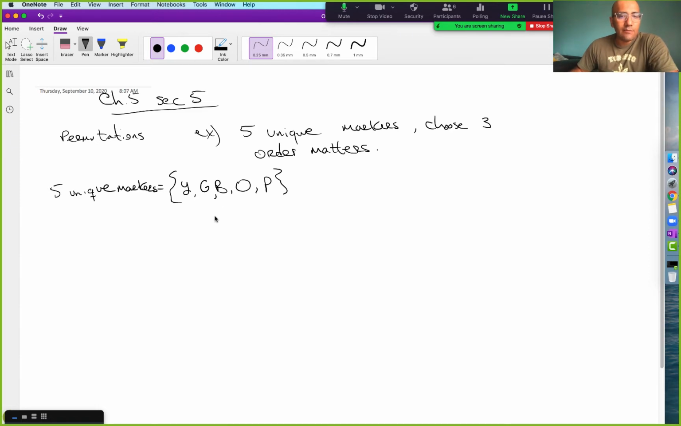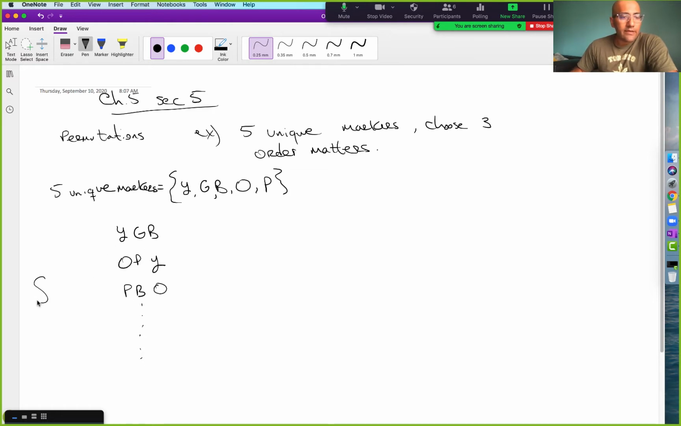Okay, and then I was choosing 3 of them. So like maybe, for example, I would choose the green, the yellow, and then the blue. That could be one choice. Or maybe I could choose the orange and then the pink and then the yellow. Could be another choice. Or maybe I could choose the pink and then the blue and then the orange, right? So here are various choices. So I'm just writing them all down.